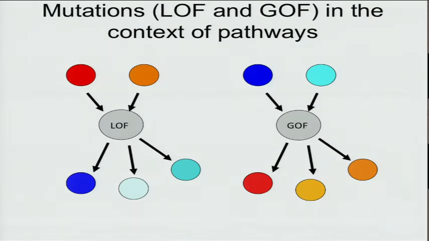And loss of function and gain of function in terms of pathways, what we would expect is that for loss of function events, the genes regulating it might be active and trying to turn up its activity, but downstream, the gene's not functional, so the downstream targets are off. And the opposite would be true in the case of a gain of function.